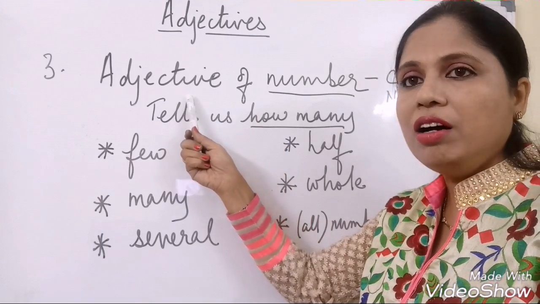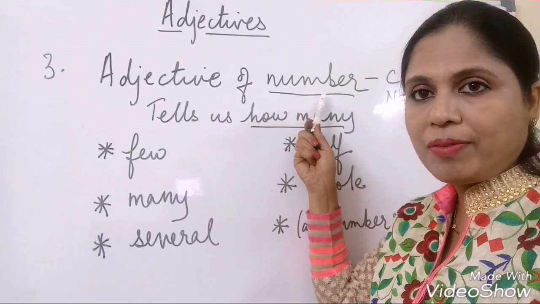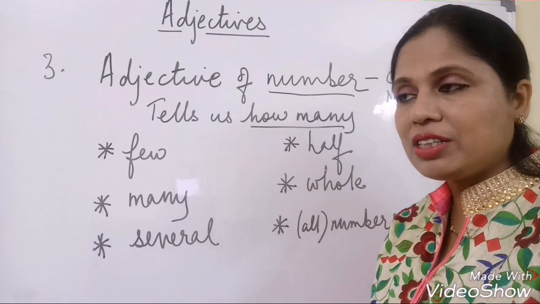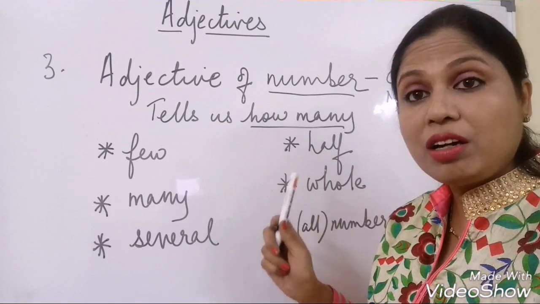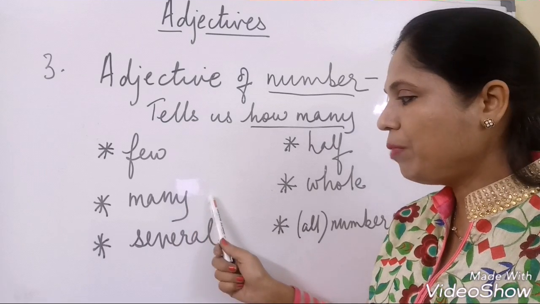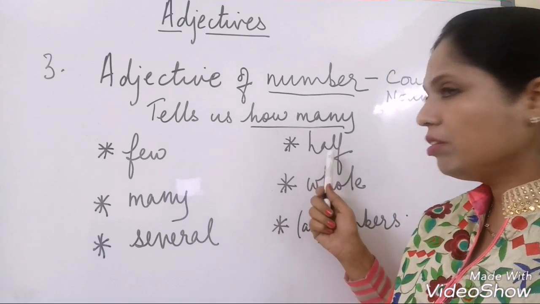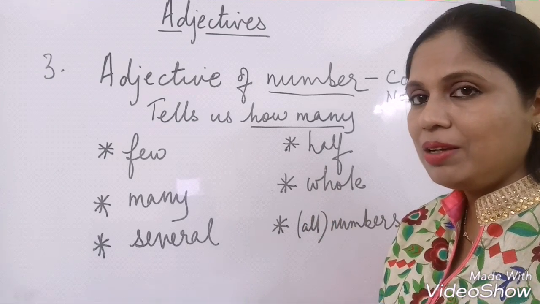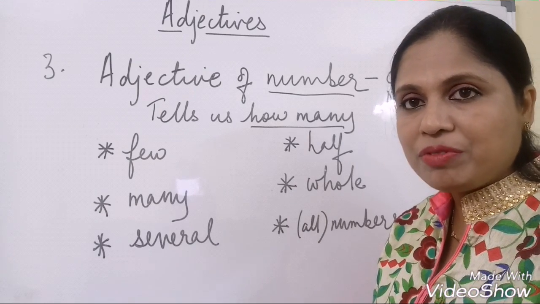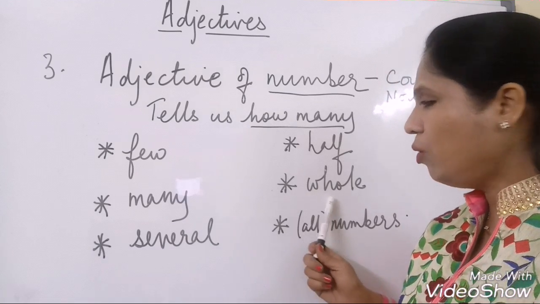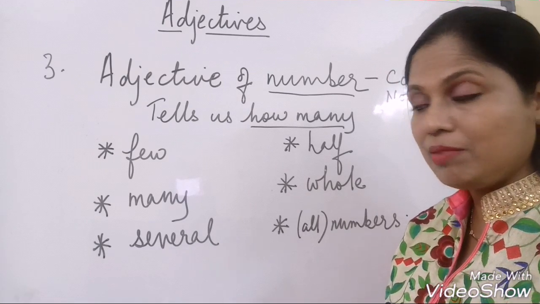The third category of adjectives are the adjectives of number. They tell us how many, and as I've just explained, they modify countable nouns. So words such as few, many, several. Say I say half a mango. I can't say half water, half tea. I can say half cup of tea, but it cannot modify the non-countable noun directly. Whole, I want to have the whole pizza.